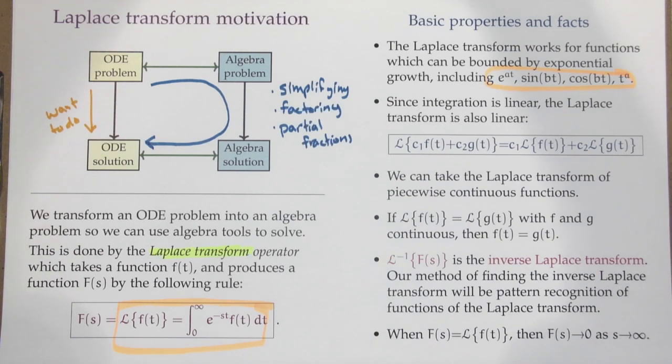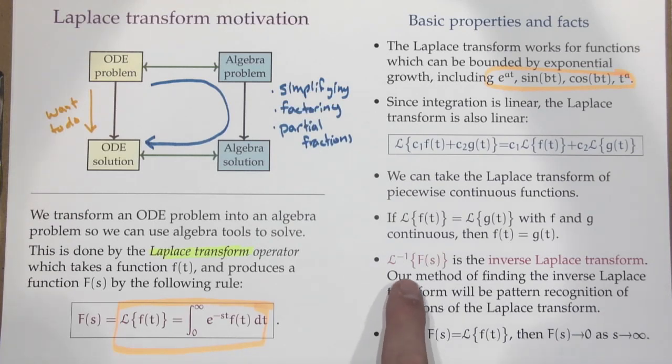There's a few other things to say. It says, look, if I have the Laplace transform of f equals the Laplace transform of g, and f and g are reasonable, then it really has to be the case that f equals g. So this is what allows us to say, if I can transform my problem into my new setting and I can solve it, well, that had to be the right answer, because there's really only one possible outcome.